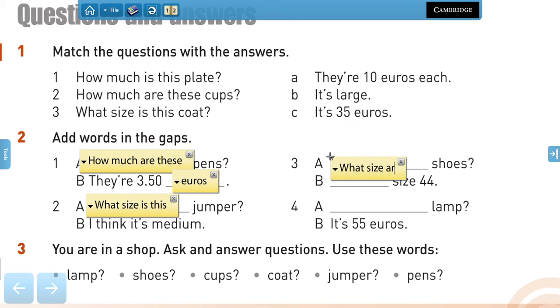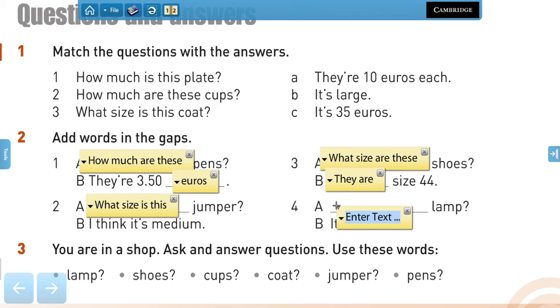What size are these shoes? They are size 44. Very good. And the last one. How much is this lamp? It's 55 euros. Very good.